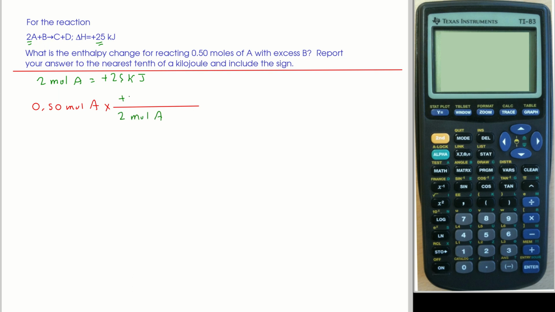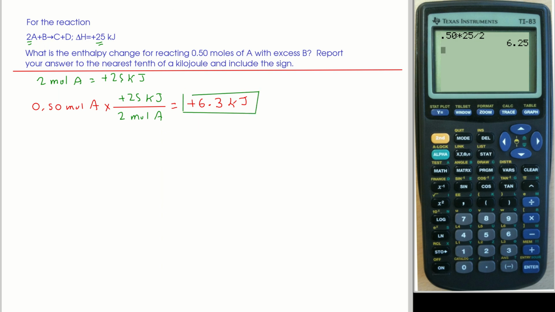put what it's equal to, the 25 kilojoules on the top, and then all we need to do is go to the calculator, or do it in your head if you like. 0.50 times 25 divided by 2 gives me an answer of, they wanted us to round it to the nearest tenth of a kilojoule, 6.3, and that's going to be positive. So this is an endothermic process, kilojoules of energy.